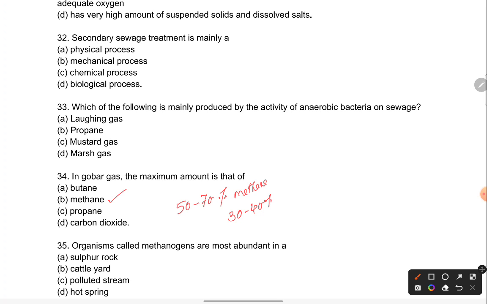Then question number 35. Organisms called methanogens are most abundant in. Methanogens, you know, are those bacteria which help in the production of methane gas. These bacteria can be seen more in the stomach of which organism? Cattle. So they can be seen more in the cattle yard. So the correct answer is which one? B is the correct answer.